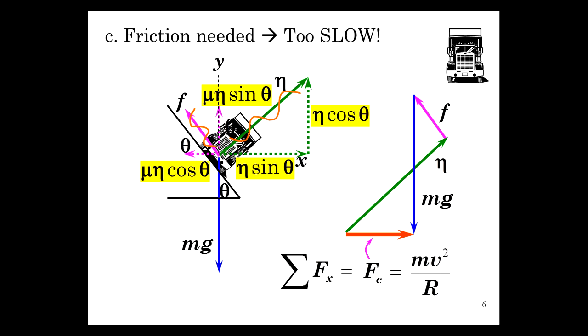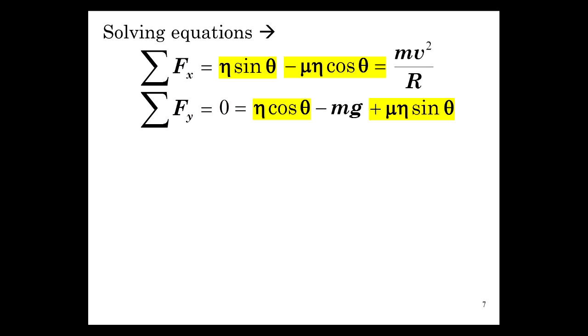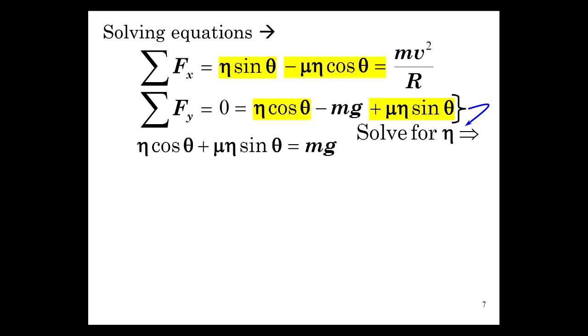So now let's analyze this again. This analysis will be almost identical to the too fast situation, so I'll go rather quickly. Sum of the forces in the x, n sine theta, minus mu n cosine of theta, not plus as last time. So that's the fundamental difference. So that's the centripetal force. In the y direction, 0 is n cosine of theta, minus mg, plus mu n sine of theta. All right, so just a couple minus signs change there will affect things quite a bit.